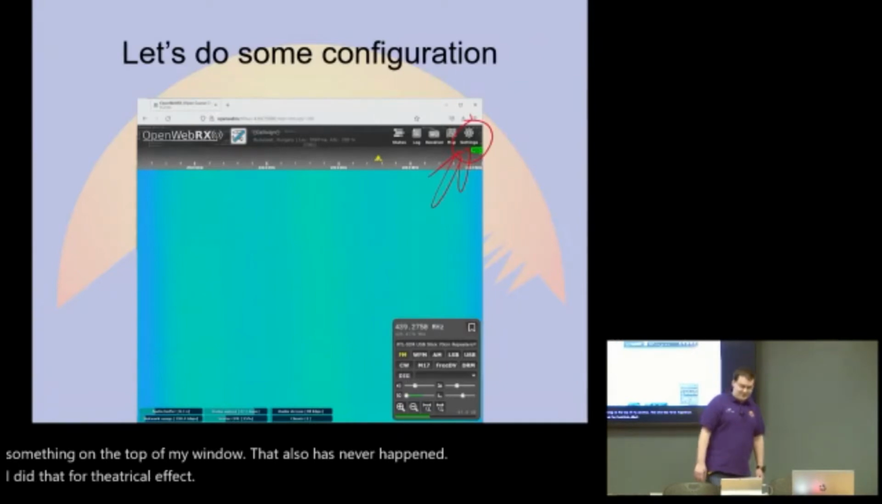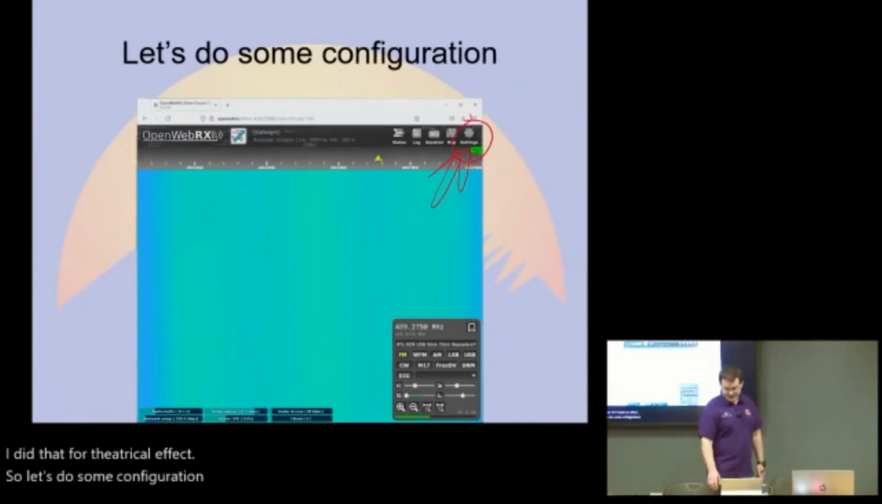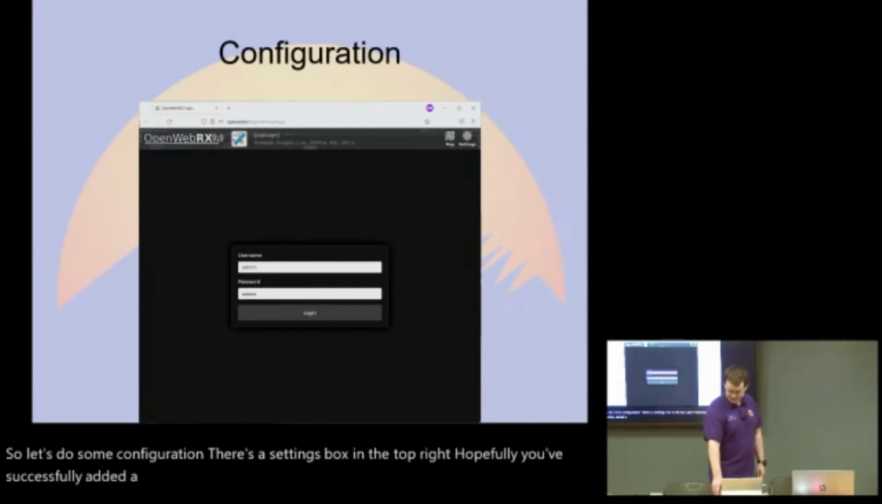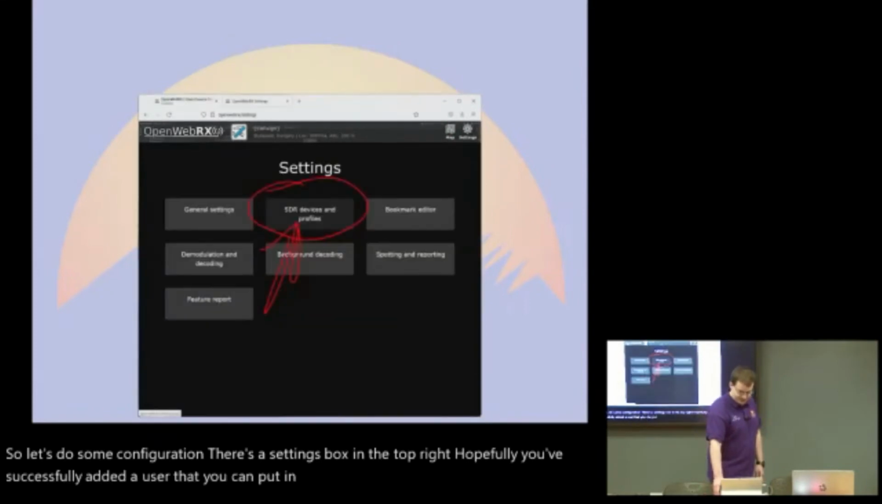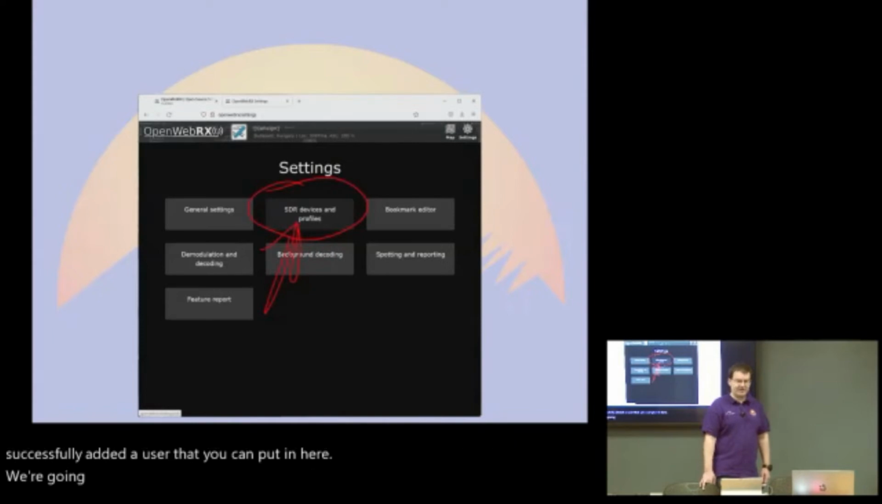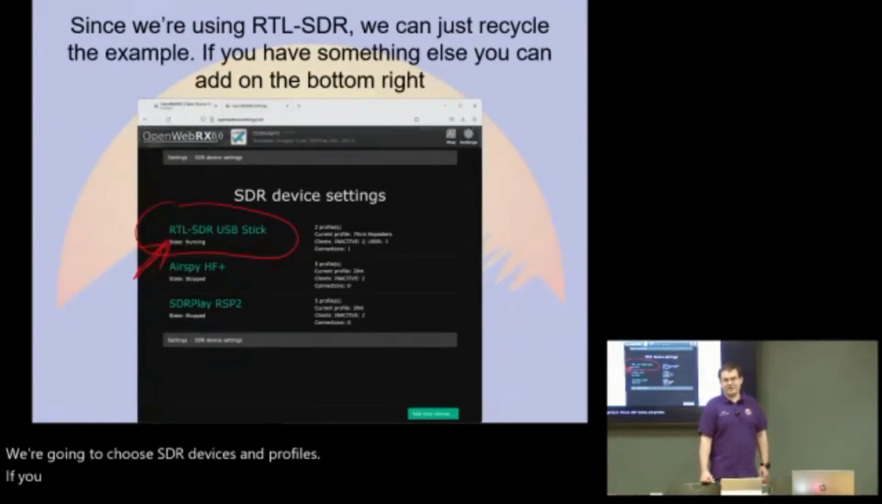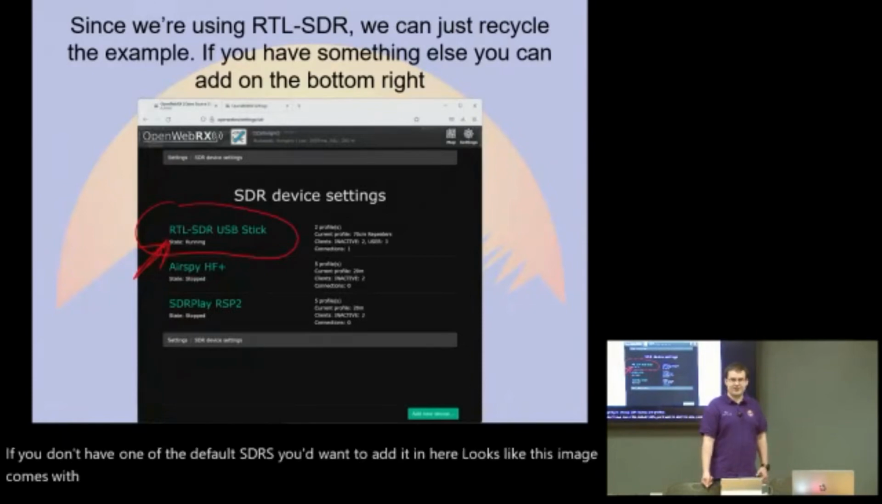So anyway, let's do some configuration. There's a settings box in the top right. Hopefully you've successfully added a user that you can put in here. We're going to choose SDR devices and profiles. Now, if you don't have one of the default SDRs, you'd want to add it in here. It looks like this image comes with the drivers for the SDRplay as well. Haven't actually tried that in the image, but the SDRplays definitely do work.